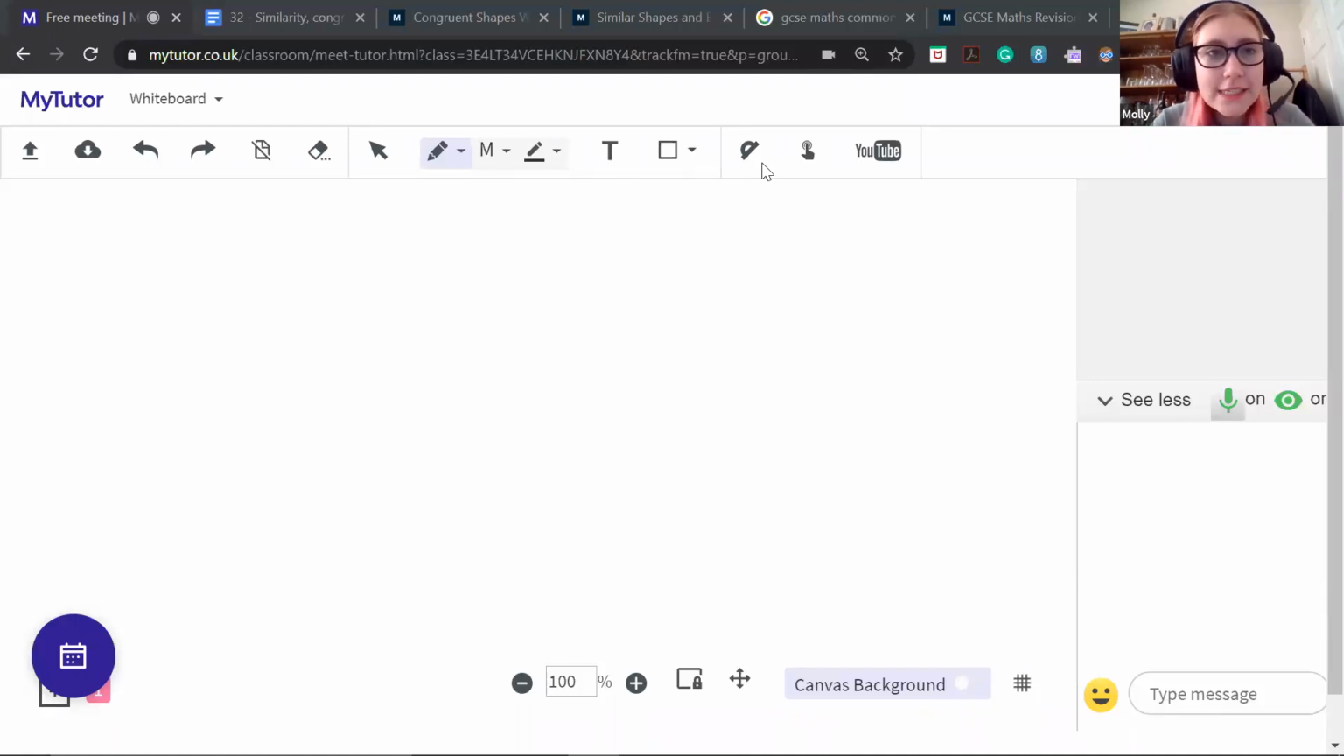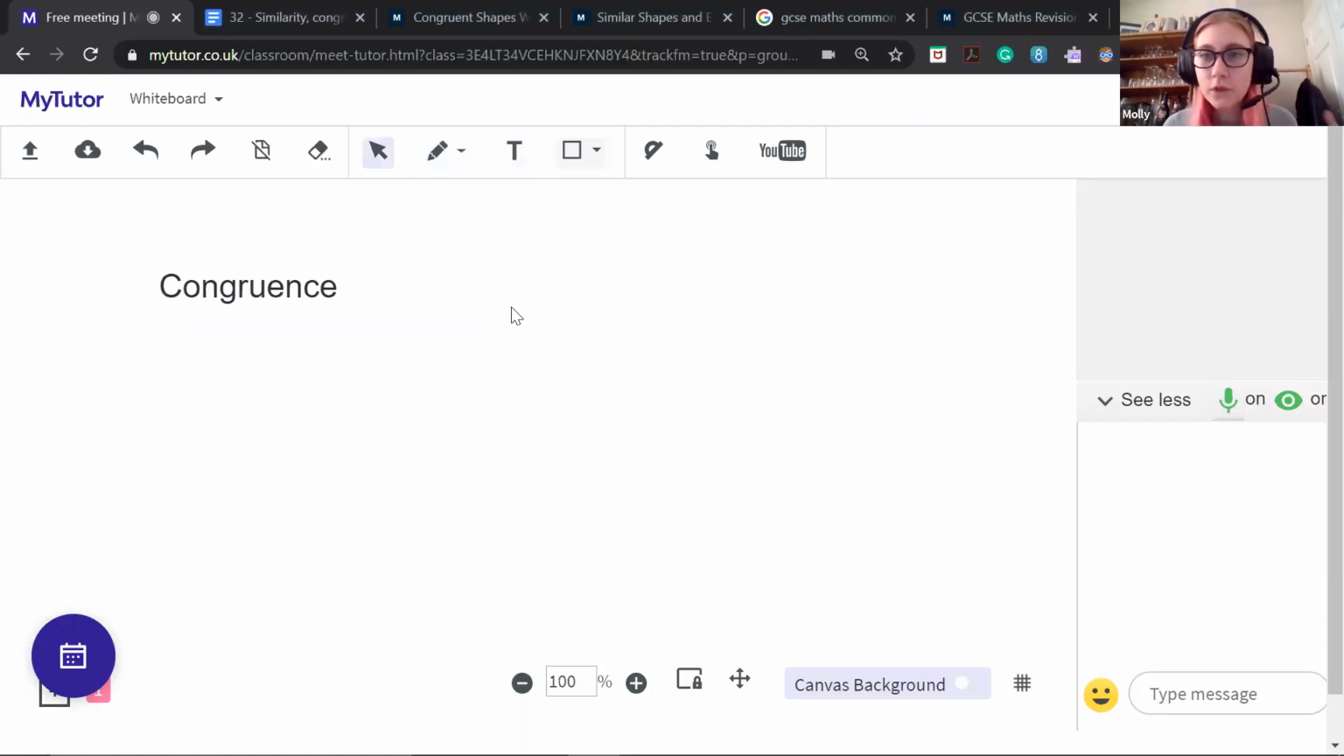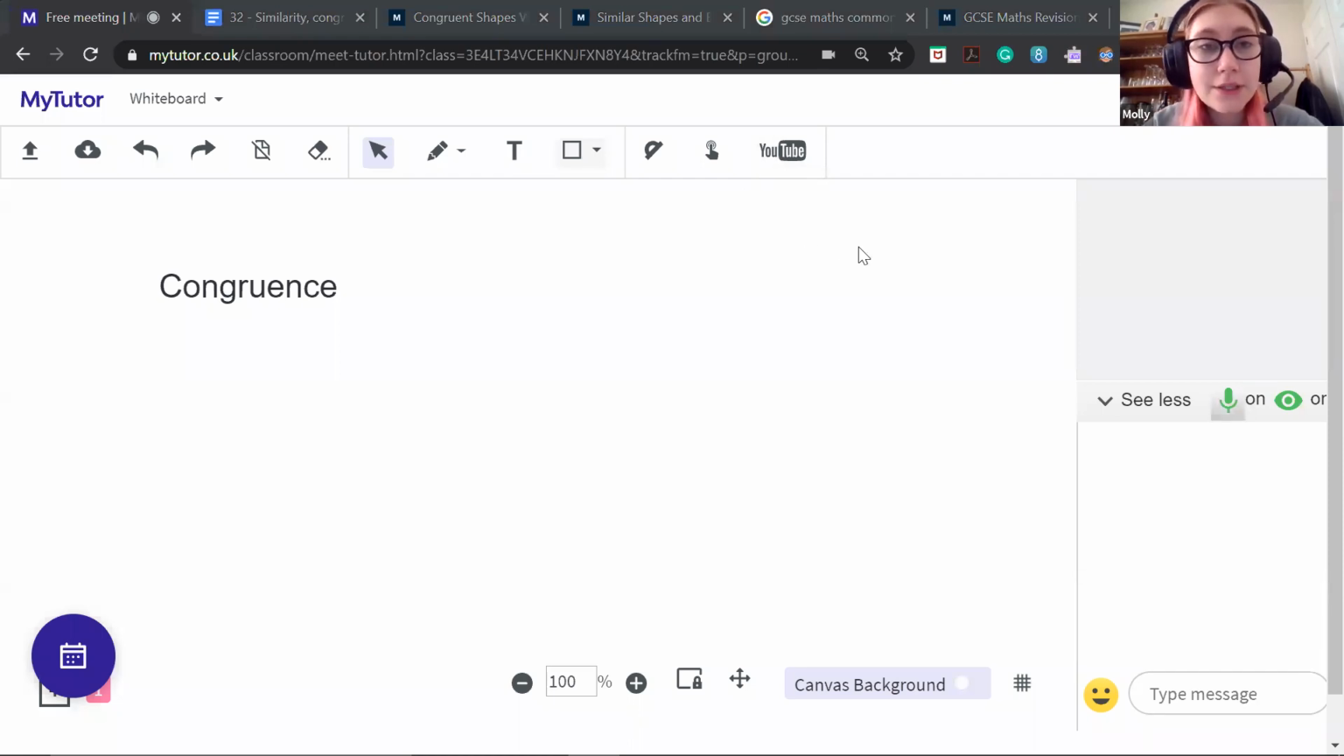Okay, so let's get started. Let's start off with congruence, because it's the one that was the hardest for people, so it will take a little bit longer. So congruence, spelled like this, means identical. So two congruent shapes are identical shapes. So they have exactly the same side lengths and exactly the same angles. All that's different is the orientation and the placement.